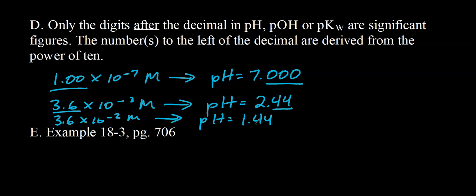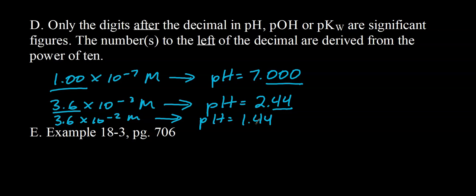All right, turn to page 706. Example 18.3. Calculate the pH of a solution that has a H3O plus concentration of 0.050 molar. Again, very easy. Take the negative log of that, and we get 1.30.